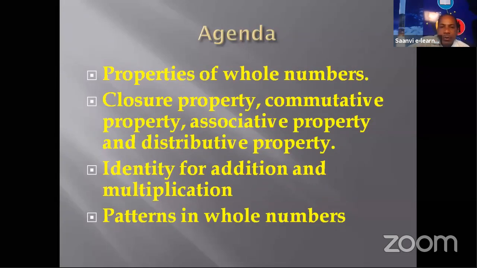When we add any two whole numbers, always we get a whole number. And product of any two whole numbers is always a whole number. So this is the closure property, and closure property is not possible under subtraction and division. Already we have shown. So today commutative property, associative property and distributive property. First of all, commutative property.